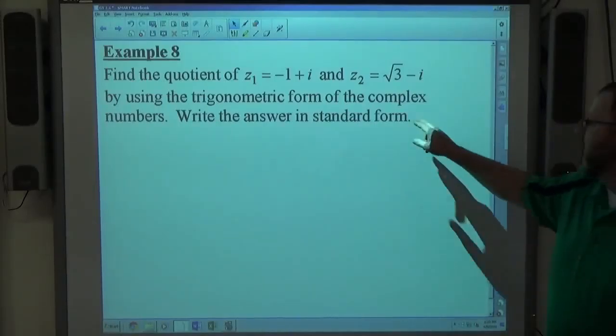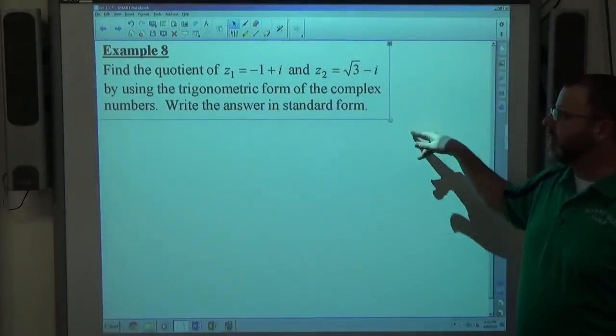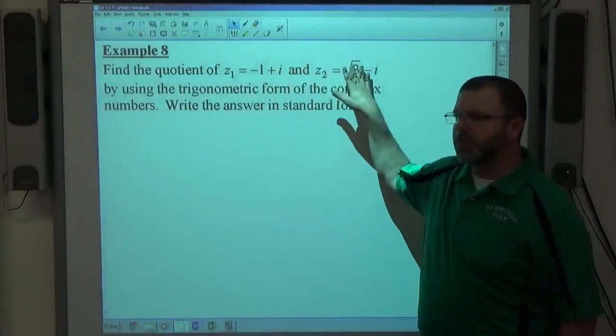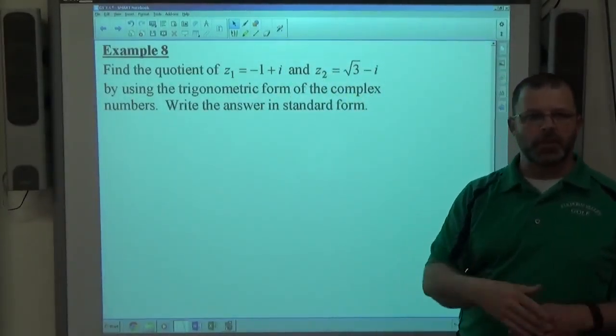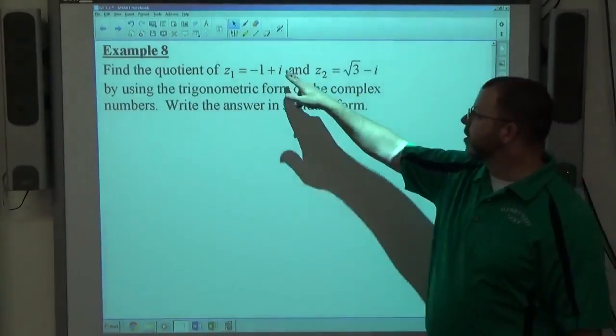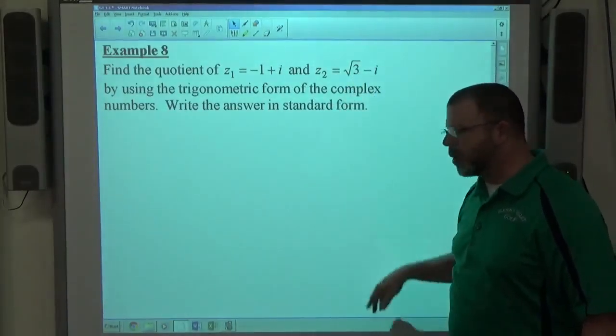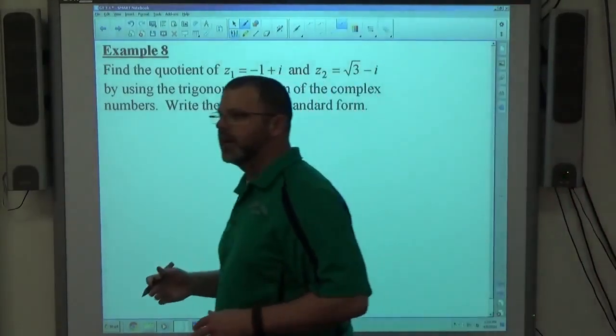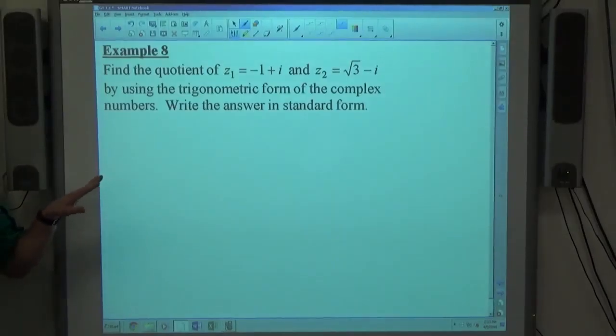Okay, example 8 is a lot like example 6 in that we're going to divide the complex numbers. They're in the wrong form for division. Again, the division process I've given you requires trigonometric form. They're currently in standard form. Going back to Algebra 2, we learned a technique for doing this problem already when it's in standard form.